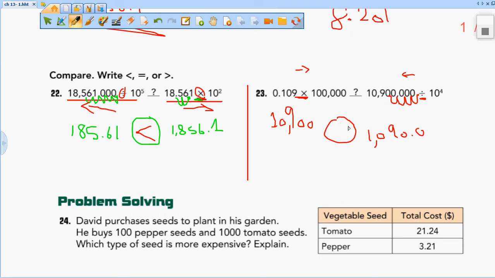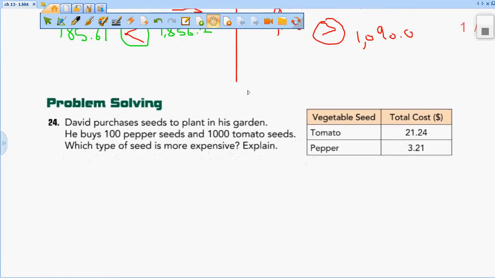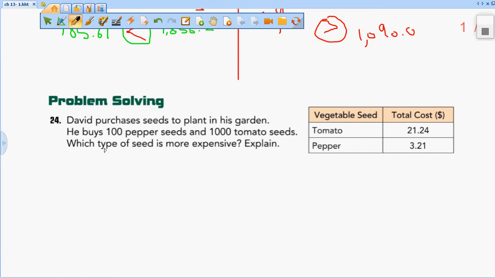So 1090.0 is less than 10,900. Again, when you are multiplying, you have to move it to the right. 1, 2, 3. I moved the 3, but here I have 5 zeros. So I have to add 2 zeros to complete it and make it 5. Okay, boys?